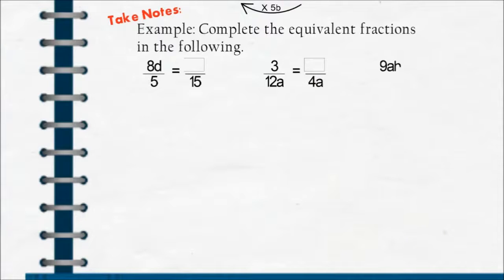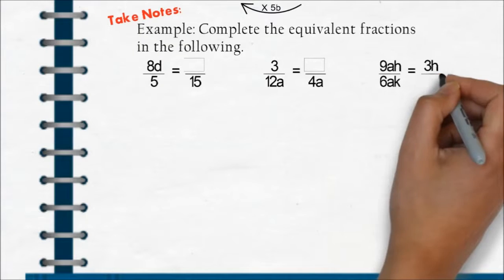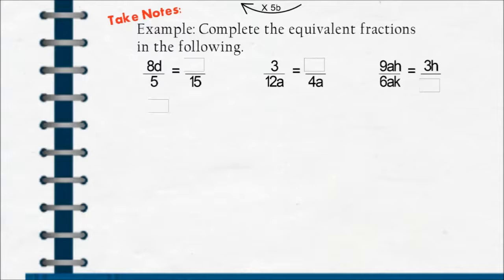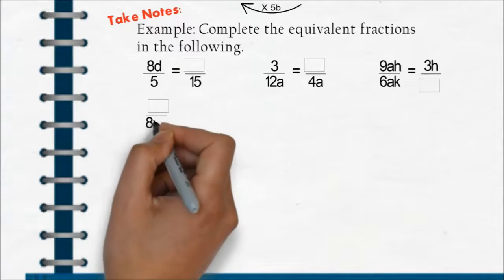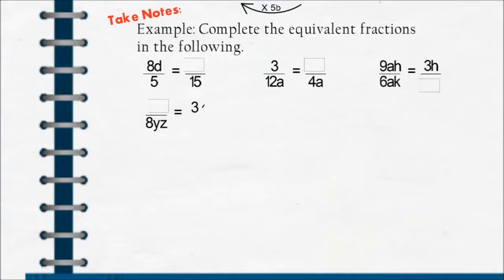3. 9ah over 6ak equal to 3h over box. 4. Box over 8yz equal to 3x over 2y.